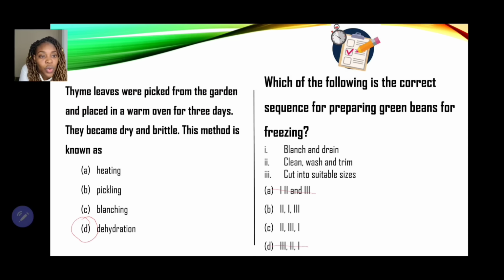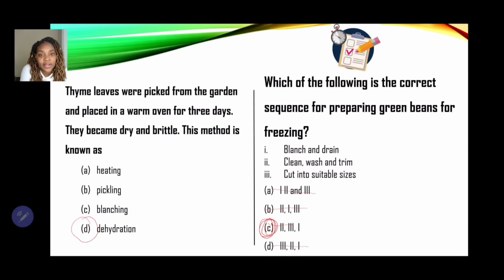So 2, clean, wash, and trim. Then what would come next? Then we would cut them into suitable sizes, which is 3. And finally, we would blanch and drain. So the ideal answer here is C. Good? So we clean, wash, and trim, which is 2. We cut into suitable sizes, which is 3. And for 1, we blanch and drain. So the ideal response there is C.